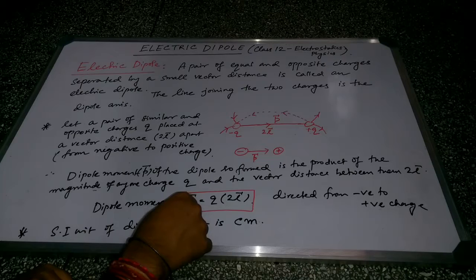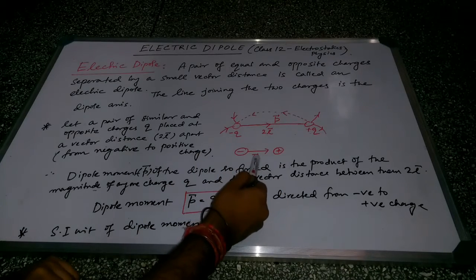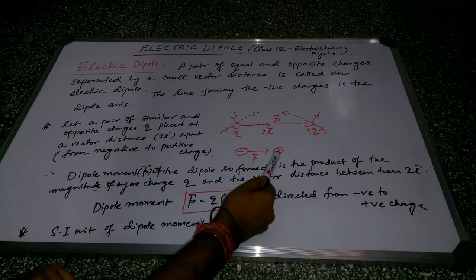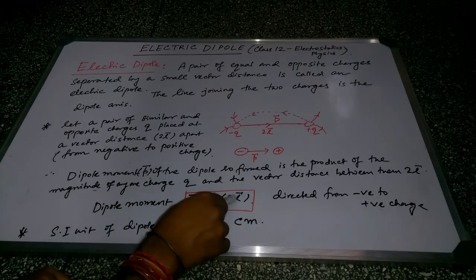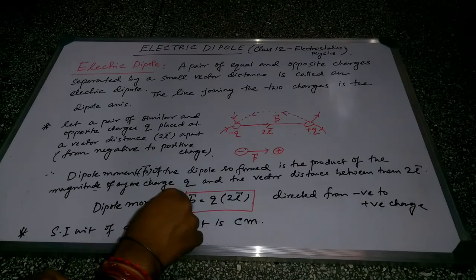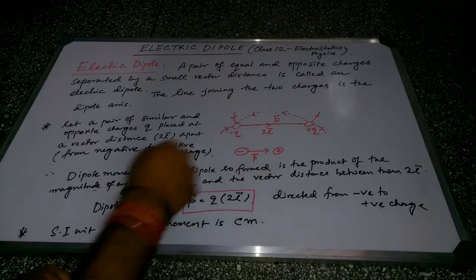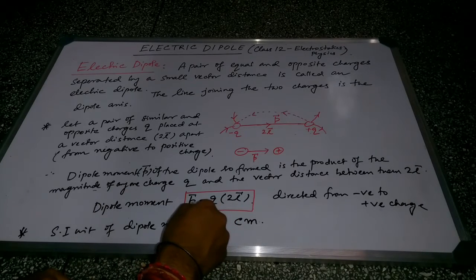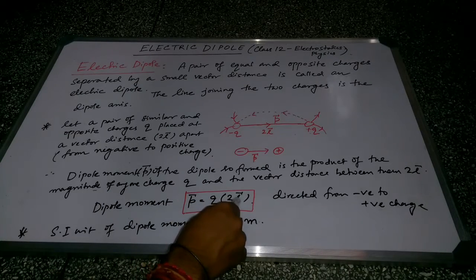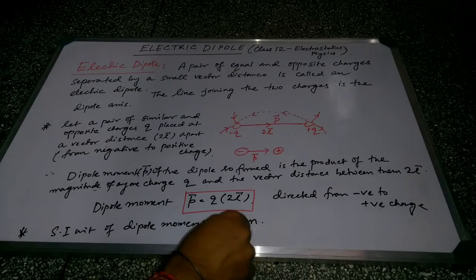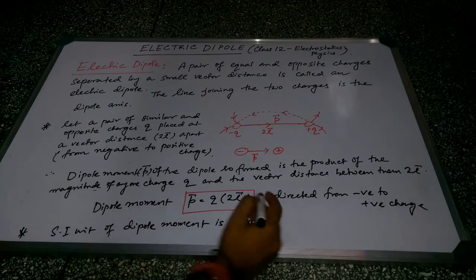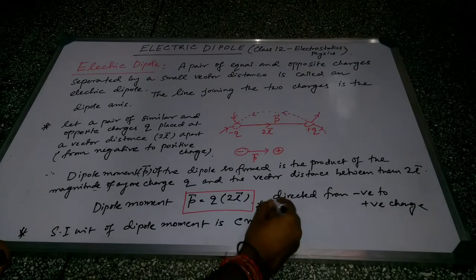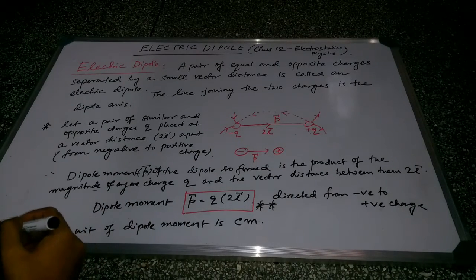It is directed from negative to positive charge. P is directed from negative to positive charge because L is directed from negative to positive charge. The only vector on the right hand side is L, so the direction of L is the direction of P. The SI unit of P is coulomb meter, since this is coulomb and this is meter. This is the SI unit of dipole moment. This definition of dipole moment is very, very important, and this expression is very, very important.